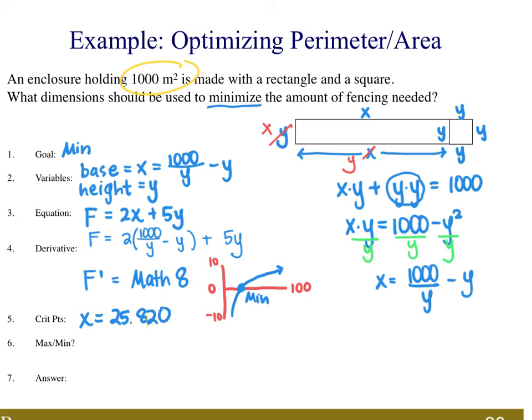But you should have that stored in your calculator anyway, so that you can use that to find the dimensions. Okay, so this is a min. Oh, and I messed up. This is not the value for x. Remember, the calculator was doing x, but this is actually the value for y. So the height is 25.820. The base, you need to plug that value back into the 1,000 over y minus y.